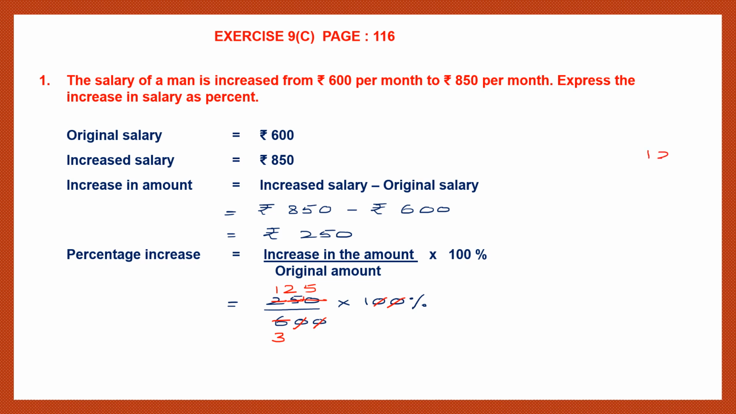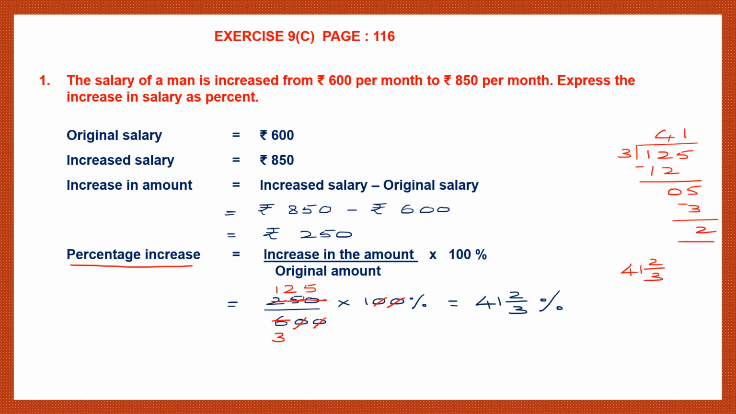Now divide 125 by 3. 3 4s are 12 minus, and then you have 5. 3 ones are 3 minus, you have 2. Now we can write this as a mixed number, 41 2 by 3. That means what is our answer here? This becomes 41 2 by 3%. So we have found the increase in percentage. The percentage increase is 41 2 by 3%. So this is our answer.